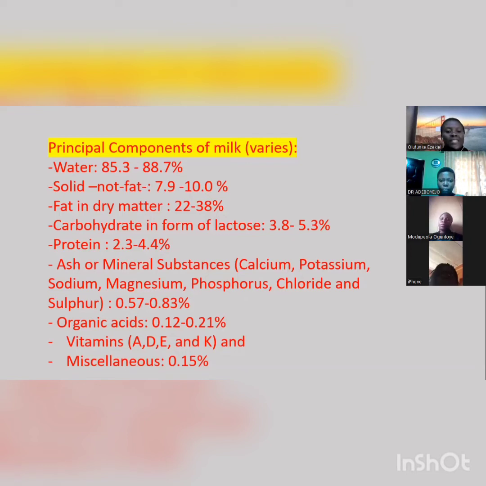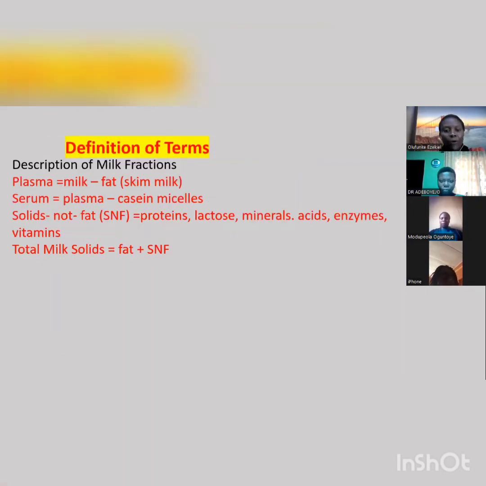Now, we can only have ranges for this composition because the principal components of milk vary from one animal to the other, even though they may be the same species. And that's why during processing, we have the issue of blending so that we can reach a particular fat content, a particular water content. So all those ranges are as highlighted above.